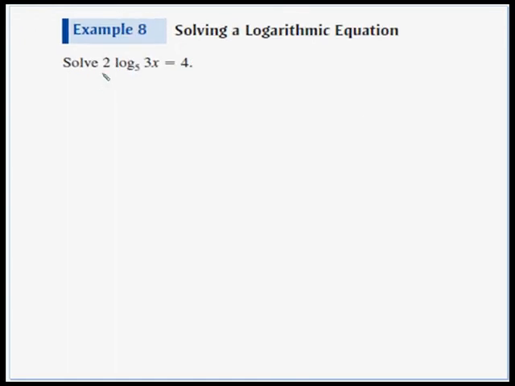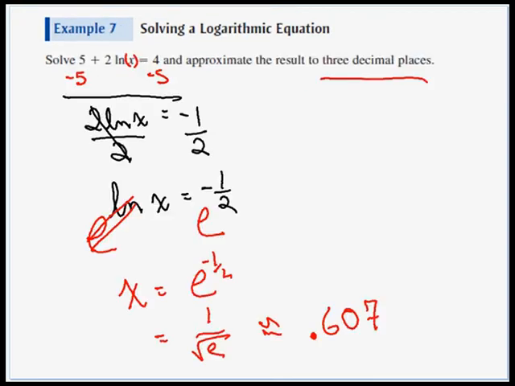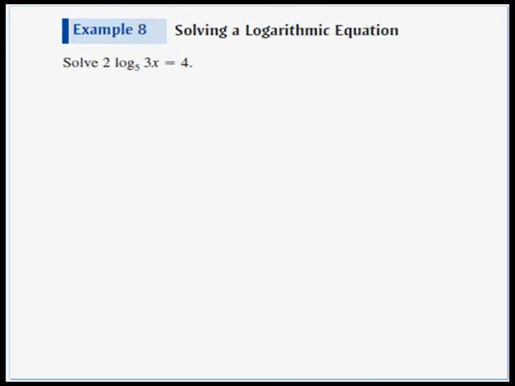Okay, example 8. 2 log base 5 of 3x is equal to 4. And we're going to again approximate this to 3 decimal, or no, it doesn't say approximate to 3 decimal places. That was the last example. So we'll just solve this, maybe leave it in a different form. First step, I want to isolate my logarithm, so I'm going to divide both sides by 2. And I'm going to have then log base 5 of 3x is equal to 4 divided by 2, which is 2.